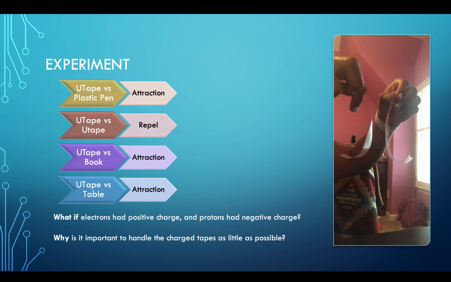Why is it important to handle the charged tapes as little as possible? When we touch a charged body, the excess of accumulated charge or that static charge on it gets transferred through our body. So our body acts as a path to it. Thus, the charged body loses its charge and turns neutral. That's why it's important to have a handle on the U-tape when completing these experiments.